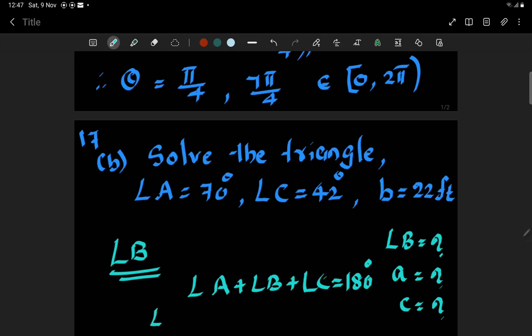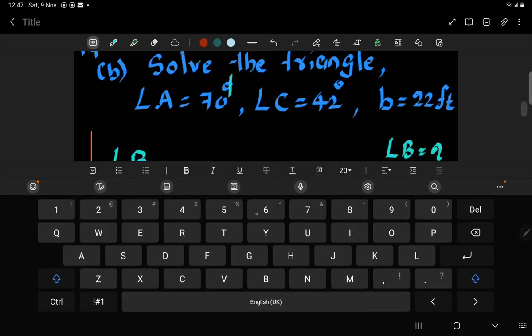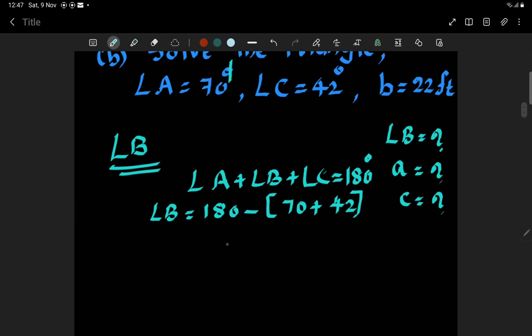Angle B, how can we find it? Angle B is equal to 180 minus (angle A plus C), that is 70 plus 42. Use a calculator and find the answer. The answer is 68 degrees. Okay, angle B is equal to 68 degrees. The next step, we will find out the sides a and c.